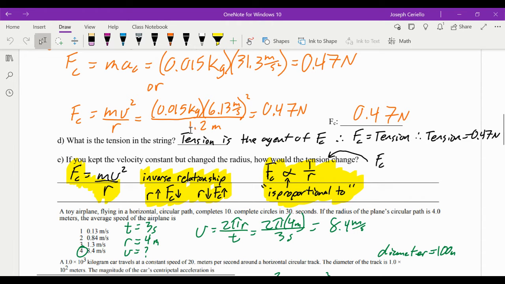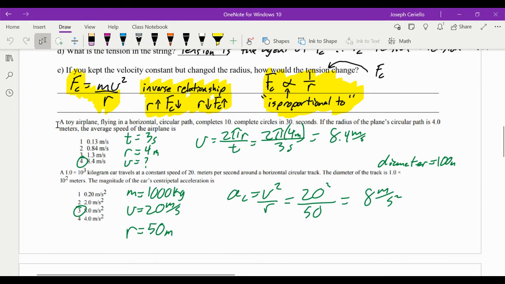Like instead of making r 1.2, make it like 0.2, way smaller. See what happens to the centripetal force. Make it 2.2, make it bigger, and see what happens to the centripetal force. So again, centripetal force in this case is the tension, so whatever change happens to the centripetal force is happening to the tension. This is another way we like to write this, that centripetal force is proportional to 1 over r.